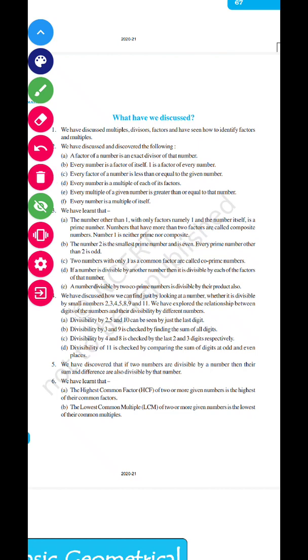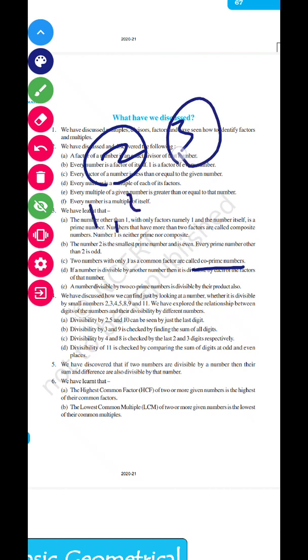Point C, 2 numbers with only 1 as a common factor are called co-primes. So this one you did not learn. What are co-primes? Co-prime means 2 numbers which have no common factor other than 1. For example, if you take 2 and 3, what is the factor of 2? 1 and 2. What is the factor of 3? 1 and 3. So do you see any common factor other than 1? No, there is no common factor other than 1. So we can call 2 and 3 co-primes.